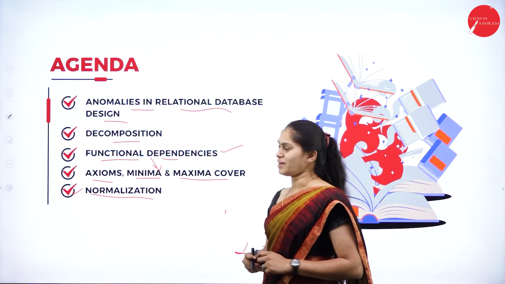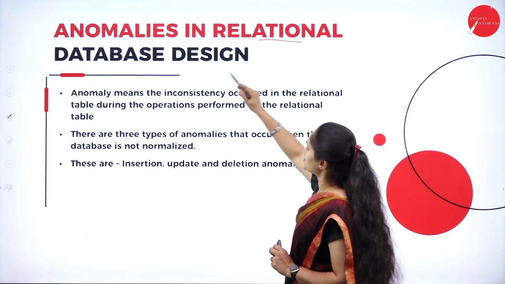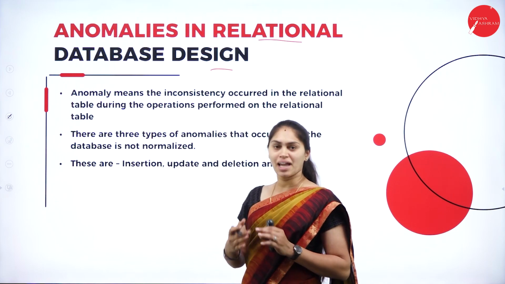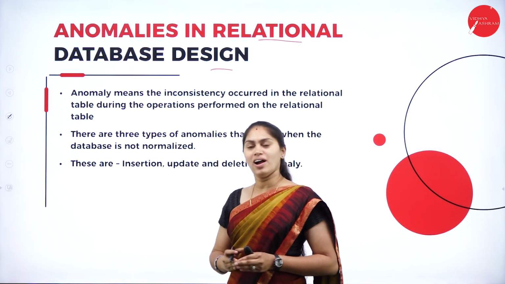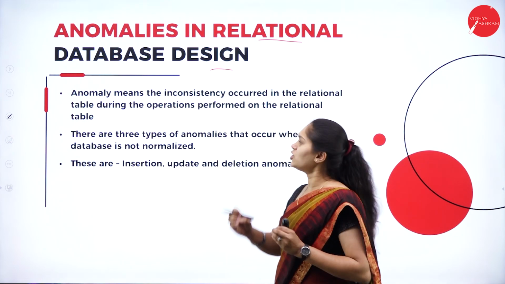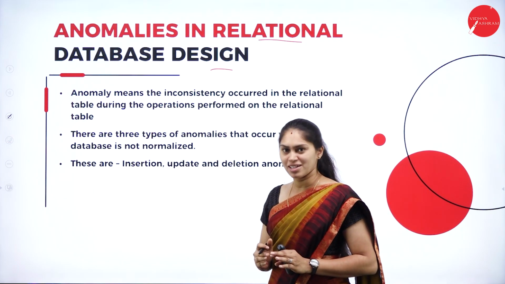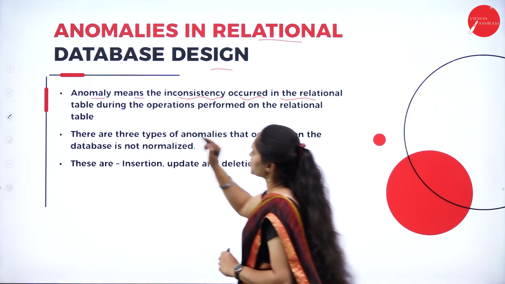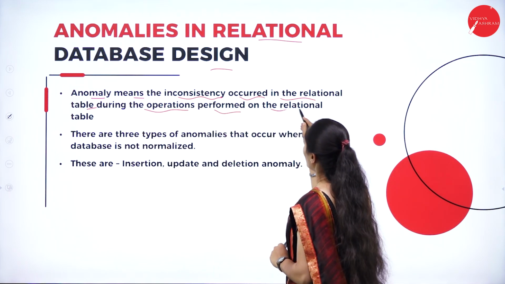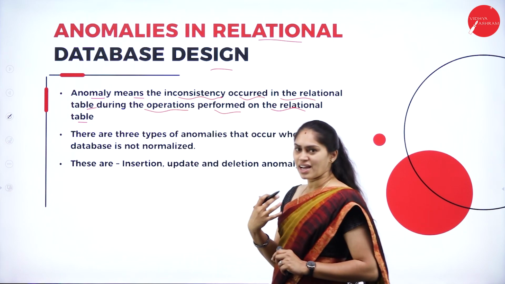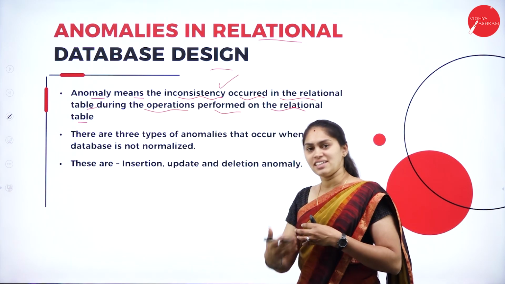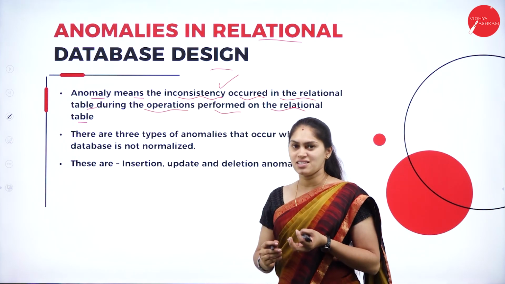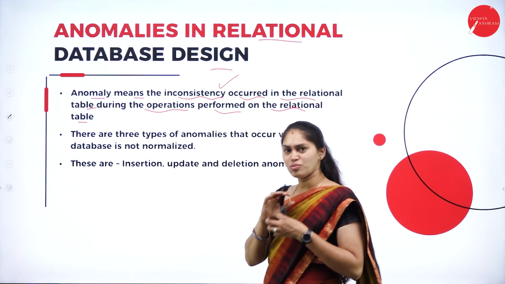First, we'll understand what anomalies mean. So, anomalies in relational database design. Already you know that we have a relational database, which means we are dealing with tables. If it is a table that has rows and columns, then what do we mean by anomalies? How will this affect the relational database design? So, we'll see now. Anomaly means the inconsistency that occurs in the relational table during the operation performed on the relational table. So whenever we get some inconsistencies at the time of an operation performed on the relational table, then we call that inconsistency what? Anomaly.